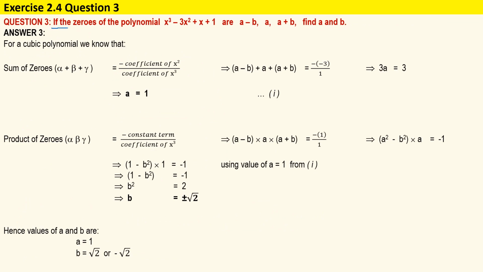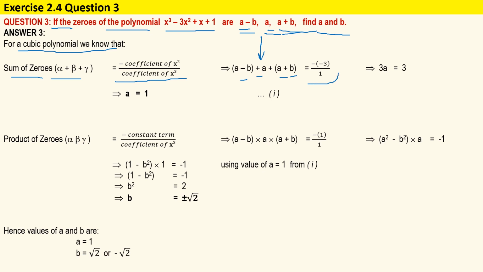Question number 3. If the zeros of the polynomial x cubed minus 3x squared plus x plus 1 are a minus b, a, a plus b, find a and b. Answer. For a cubic polynomial, we know that the sum of zeros alpha plus beta plus gamma is equal to minus the coefficient of x squared divided by the coefficient of x cubed. In our case, we are given the values of alpha, beta, and gamma. So we get alpha plus beta plus gamma is equal to a minus b plus a plus a plus b, which becomes minus of minus 3 divided by 1, because we are using the coefficients of x square and x cube from the given polynomial.